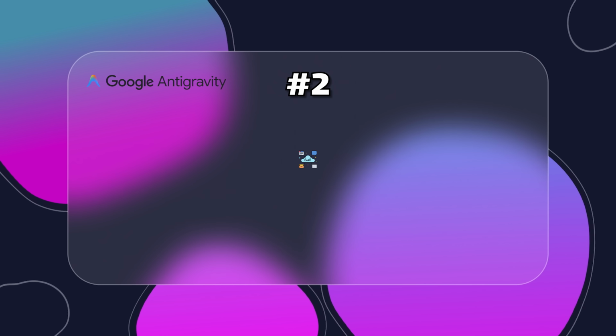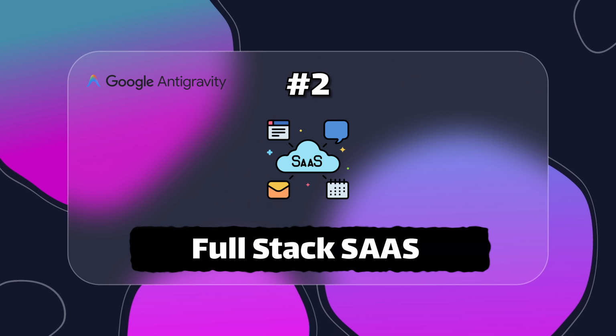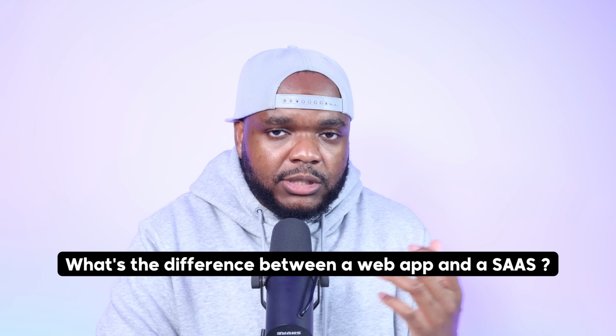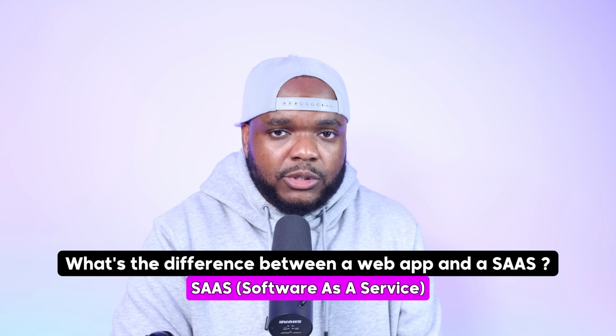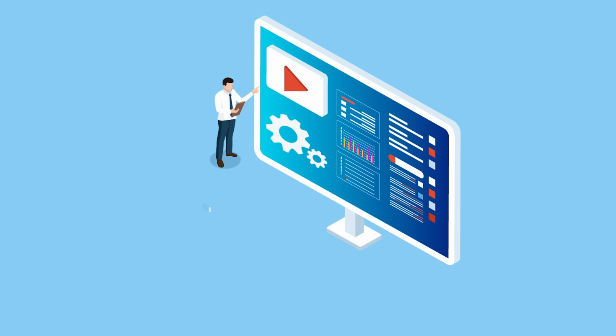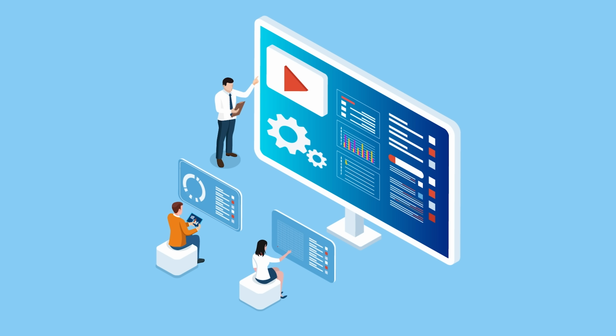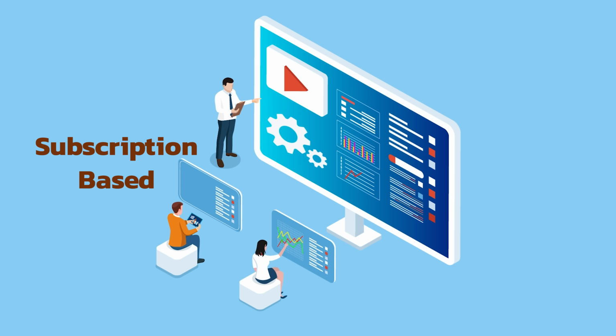But this now brings me on to the second thing that it's able to build, which is a full stack SaaS. And a lot of people on a previous video that I made asked me, Sam, what's the difference between a web app and a SaaS? SaaS stands for software as a service, which basically means that if you're going to build something with Antigravity, it's going to have a full back end, it's going to have a database, it's going to have multiple different users using it on a regular basis. And most of the time, it's going to be subscription based.